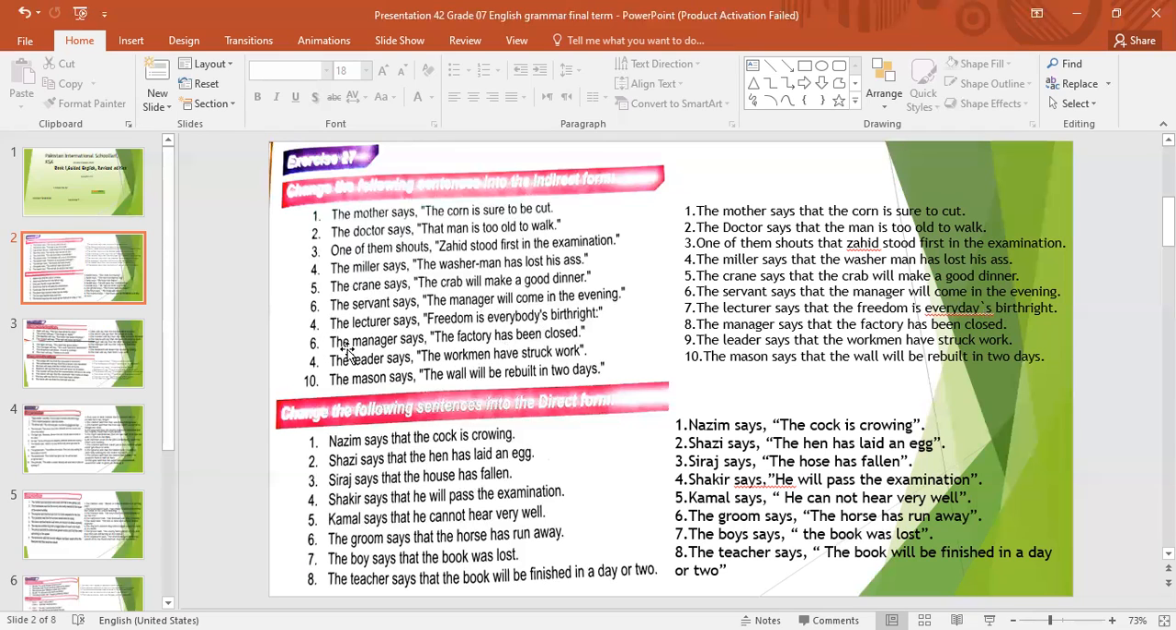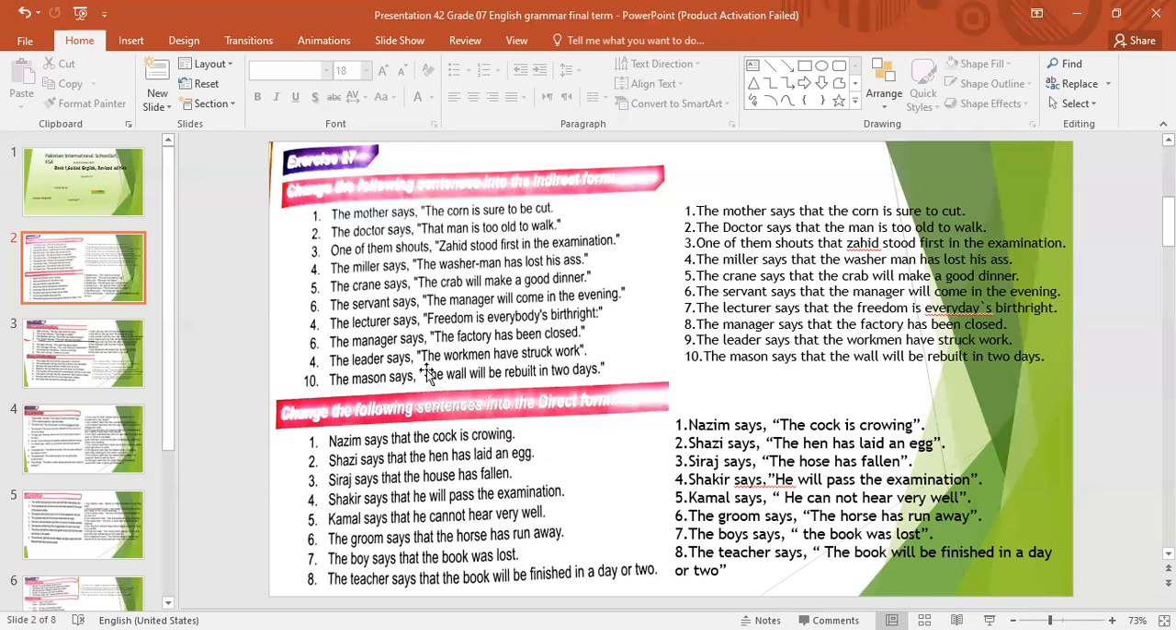Number eight, the manager says, "The factory has been closed." So in indirect speech, dear students, the manager says that the factory has been closed. Just putting "that" into the sentence and it will become indirect speech. Number nine, the leader says, "The workmen have struck work." In indirect speech, the leader says that the workmen have struck work.